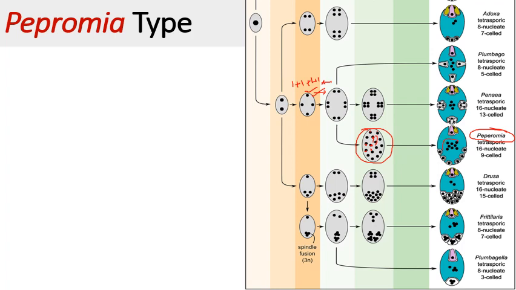That results in formation of the 8n secondary nucleus. Then the remaining 2 nuclei which are present at the micropylar end will form the egg apparatus. Out of these 2 cells, one is the egg and one is the synergid, and the rest of the 6 cells will form the peripheral cells. So this type of embryo sac development is known as Peperomia type.